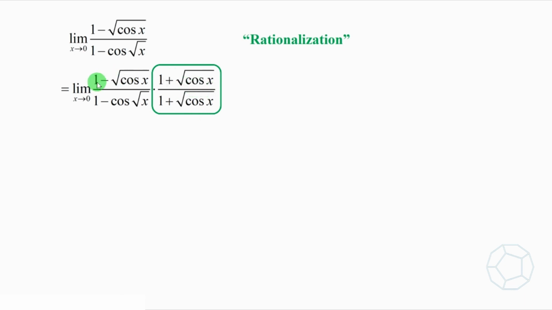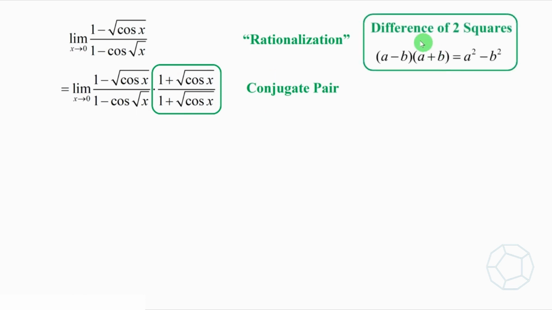They are of the form a minus b and a plus b. We call this a conjugate pair. The numerator is the product of the pair, which is the difference of two squares, a squared minus b squared. So it is simplified as 1 minus cosine x. For the two brackets in the denominator, we just copy them without expansion.